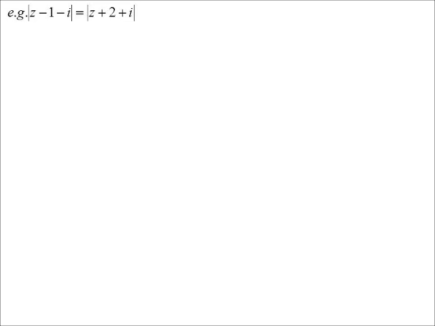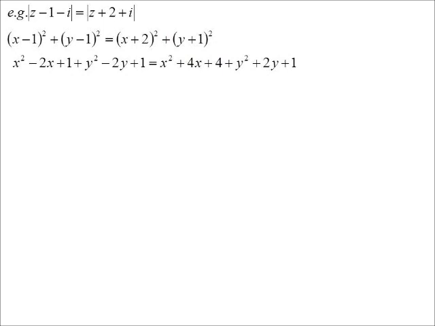Now, I could do it with the distance formula anyway, because remember, this simply means distance of z to this point. So it'll be the square root of x minus 1 squared plus y minus 1 squared will equal the square root of x plus 2 all squared plus y plus 1 squared. And I can expand that whole thing out, tidy it up, and we get our straight line. It doesn't take that long to do. I mean, that's a fair enough way of doing it.